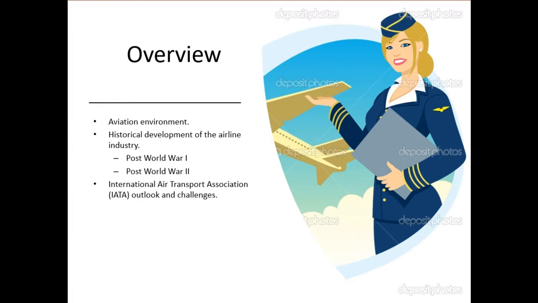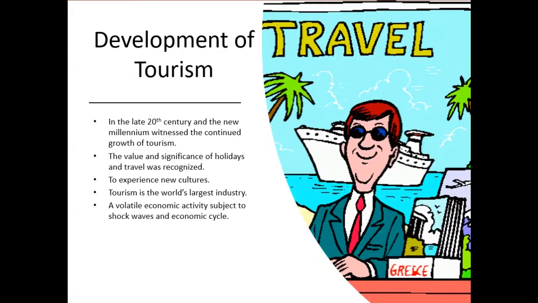And in this chapter, basically we will cover globally the aviation environment, a little bit of history, as well as the International Air Transport Association, IATA. Why? Because IATA is the main body which releases reports monthly and yearly, concerning the issues and challenges faced by the airline industry. So we will be covering a little bit about IATA as well.